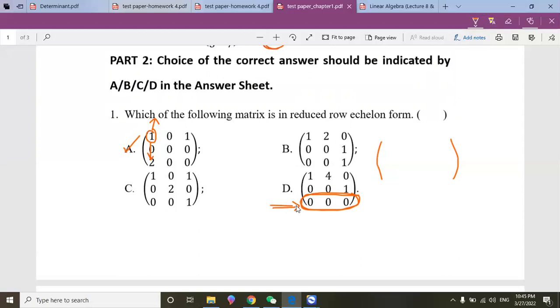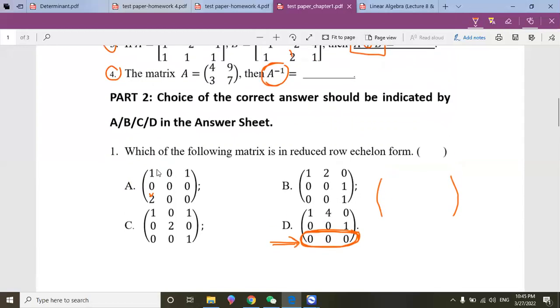So let's remind ourselves of these two things. If there is a row with all elements 0, it must be at the end. And we need to look at the pivot point. So what is the pivot point? The pivot point is the first non-zero entry of a row. For example, in this row we have 1, 0 and 1, right? So the first non-zero entry is 1. That's why this one is our pivot point.